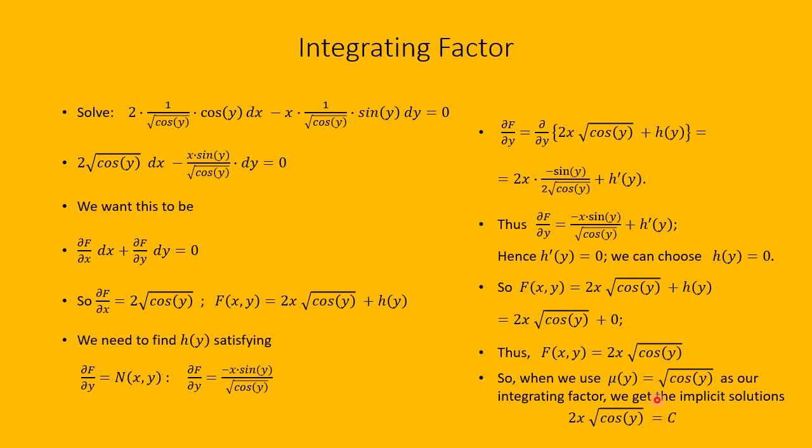Okay? Now, we have to remember that in order to get this solution, we had to make the assumption in our calculation that the cosine of y was not a negative number. And so this is only going to give us solutions in that particular case.